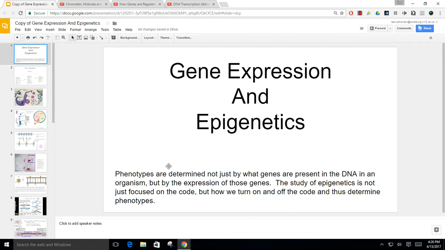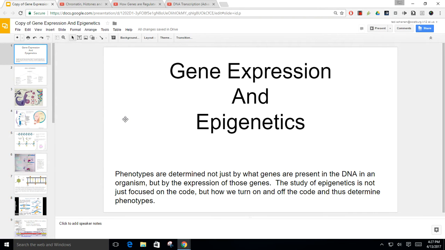So, part of this is the study of epigenetics. And when we talk about genetics, we're talking about the genes specifically. But phenotypes are not determined just by what genes are present in the DNA of an organism, but by the expression of those genes. And when we talk about expression, we're talking about turning them on and turning them off, and how long they get turned on, and at what point in the development do they get turned on, because we can have the same genes in drastically different species and drastically different organisms, but how they actually express those genes can be very different.